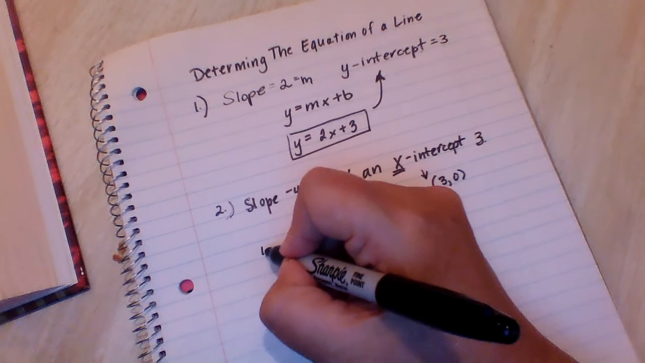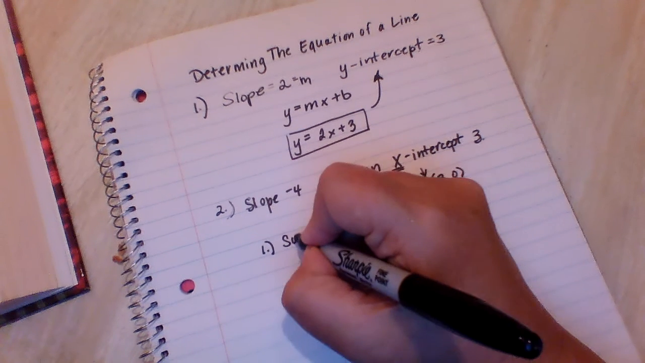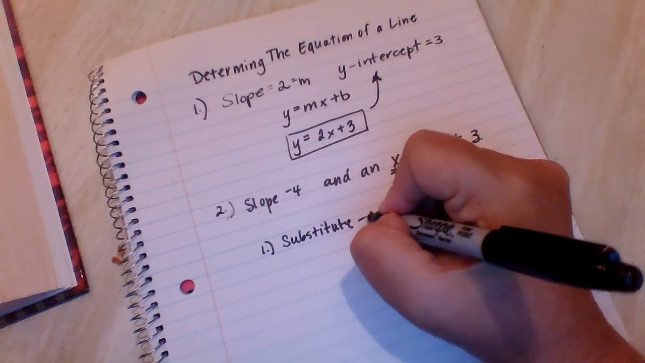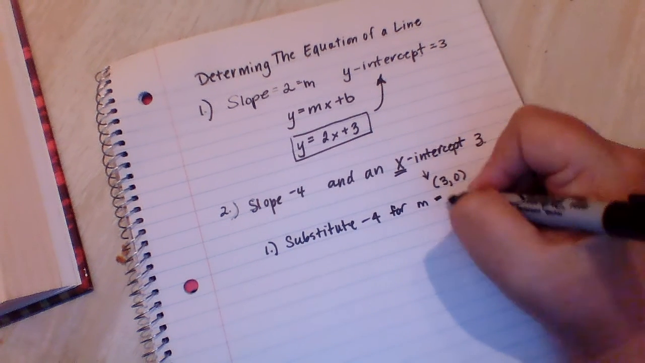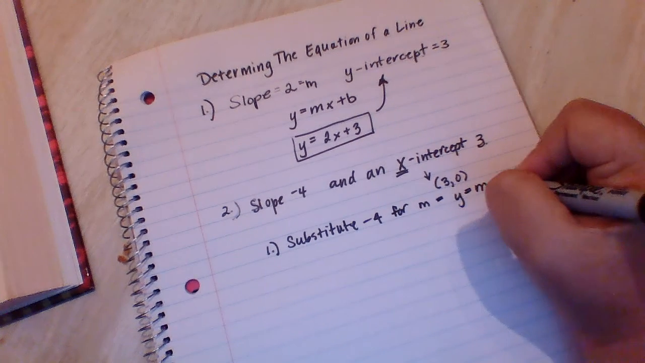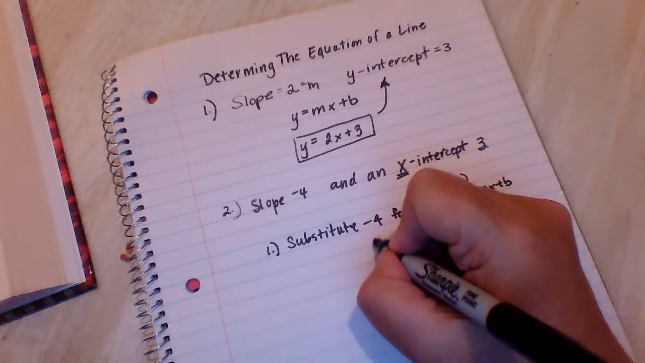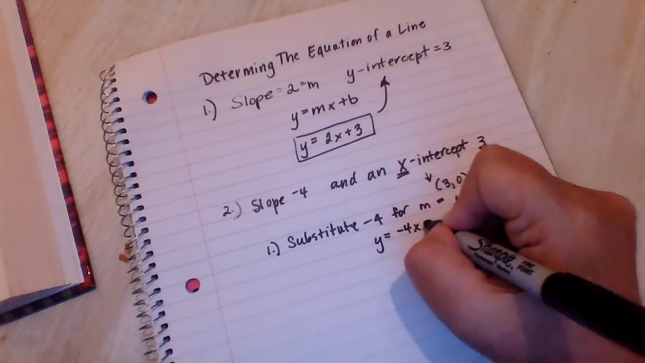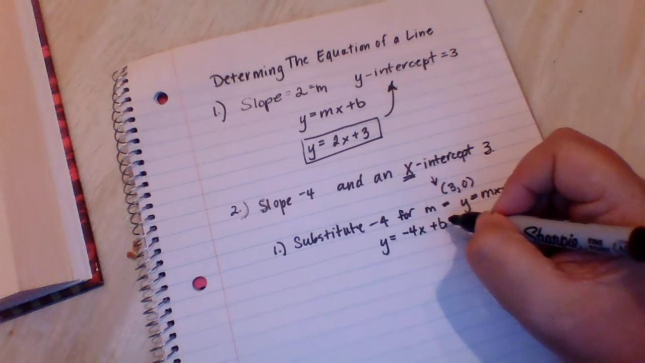So the first thing that we're going to do to solve this is substitute -4 for m in our y equals mx plus b equation, okay? So we're going to put that in and say y equals -4x plus b. We know this b is, again, the y-intercept.